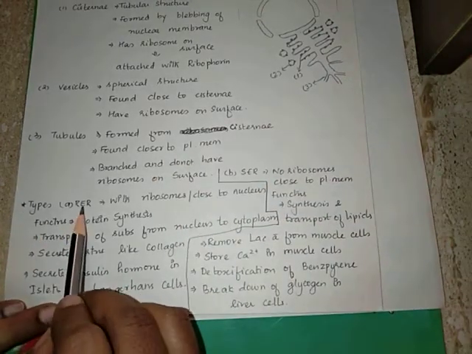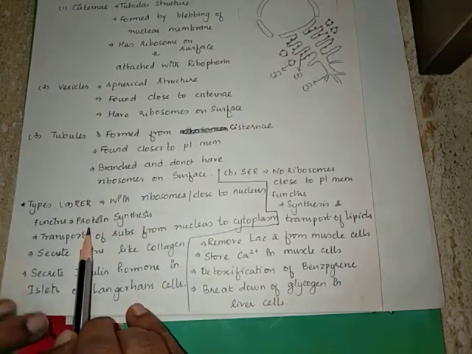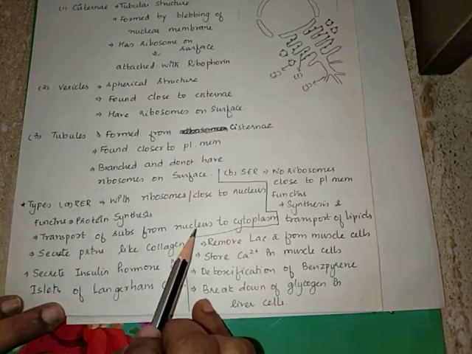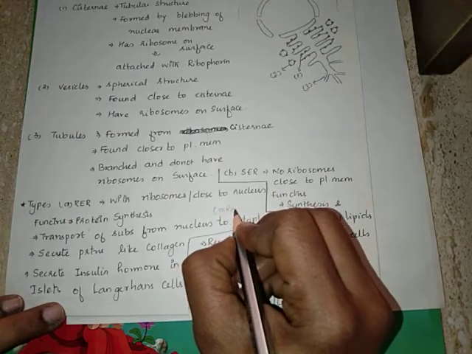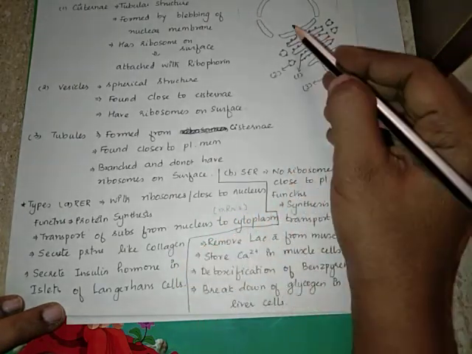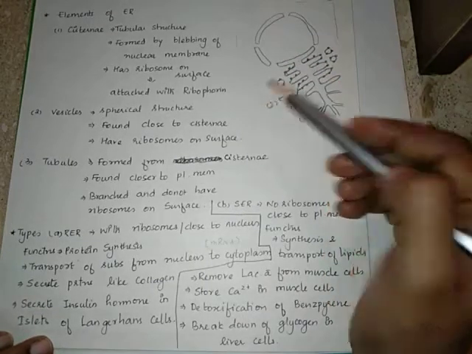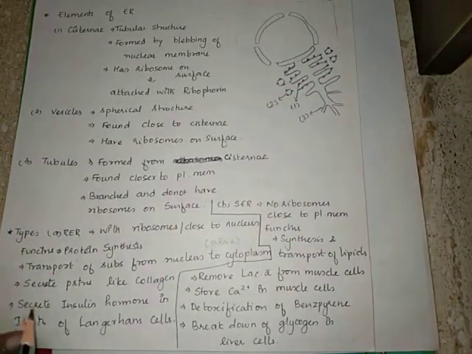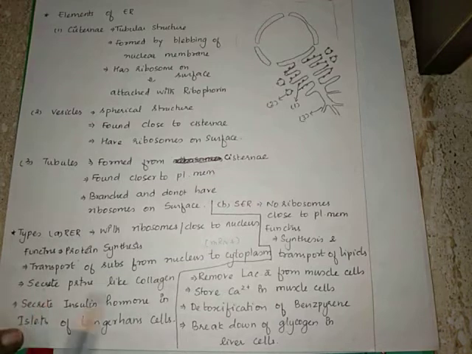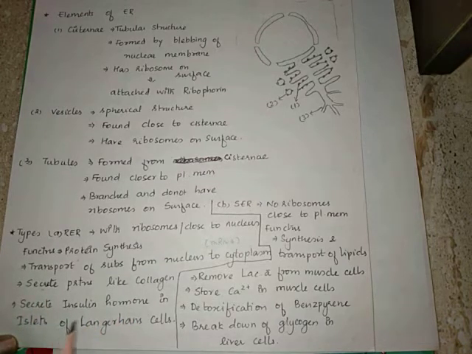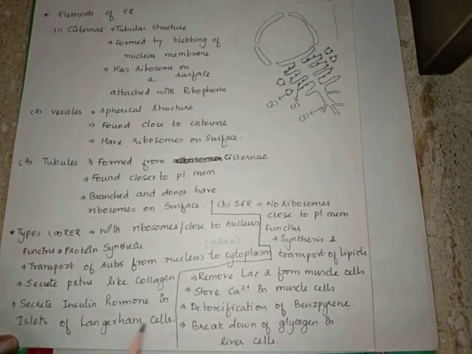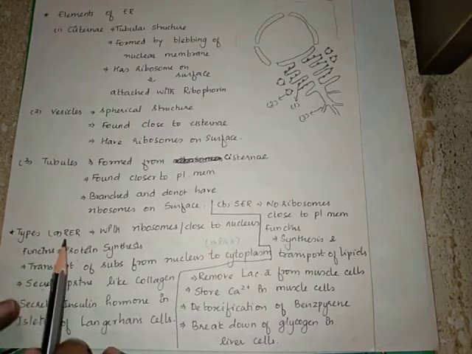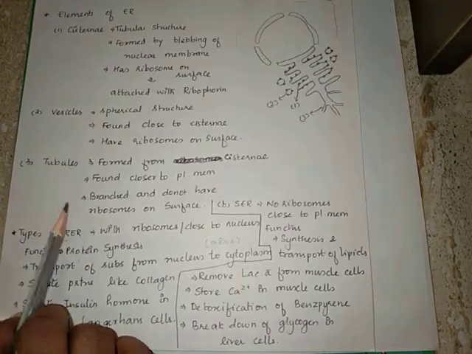Coming to the functions of rough endoplasmic reticulum, they help in protein synthesis and transport of substances from nucleus to cytoplasm. The main structure that is transported is the mRNA, which is transported from within the nucleus into the cytoplasm. They secrete proteins like collagen and insulin hormone. So insulin hormone is secreted by the rough endoplasmic reticulum that is present in the cells of islets of Langerhans. These are the functions of rough endoplasmic reticulum.